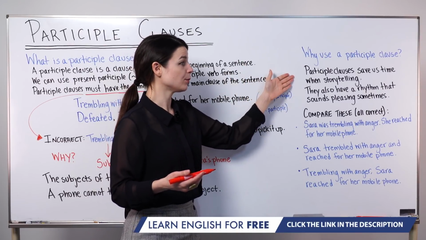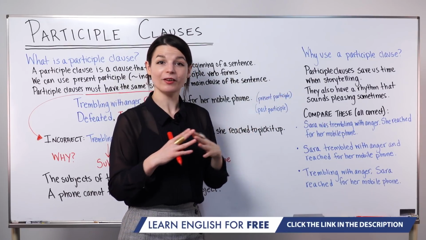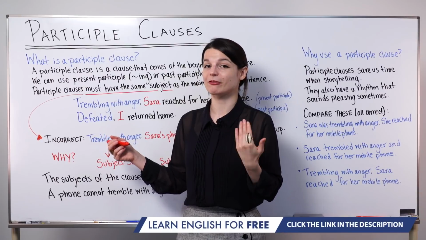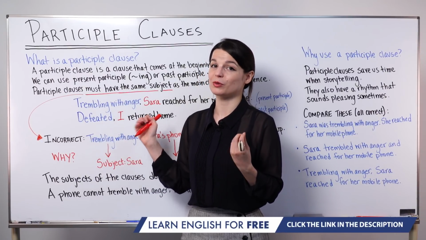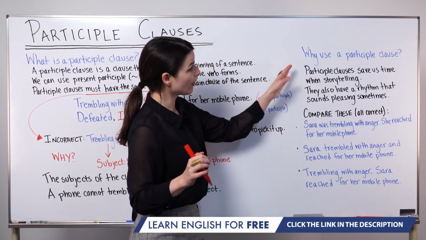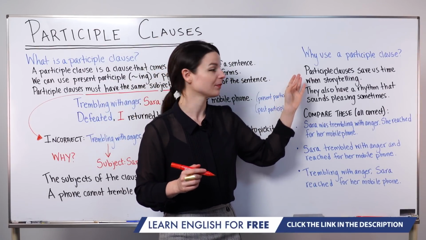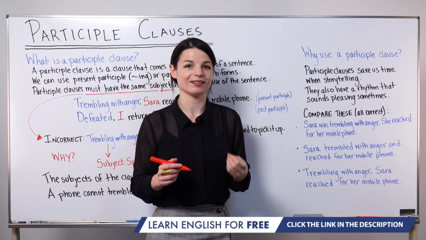One, participle clauses save us time when storytelling. So they're very short, like this one here, for example. This was one word. It gives us some information about the subject. So we don't have to use two sentences here. So a participle clause can save us time when storytelling. They also have a rhythm that sounds pleasing sometimes.